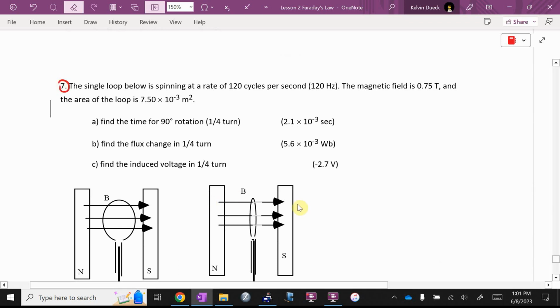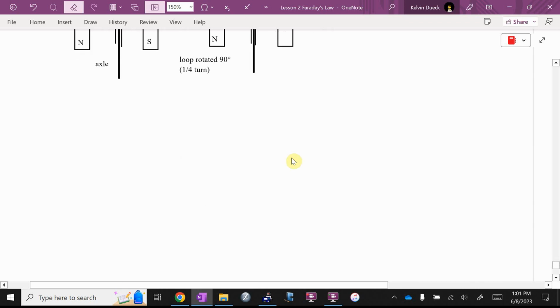7 I'm going to try. 7, they didn't tell you the time, but they told you it's spinning 120 cycles per second. So maybe you can figure out the time for a quarter of a turn. If it's spinning 120 times every second, how long would it take to do a quarter of a turn? If you can't figure that out, that's okay. The rest of it is fairly plug and chug.